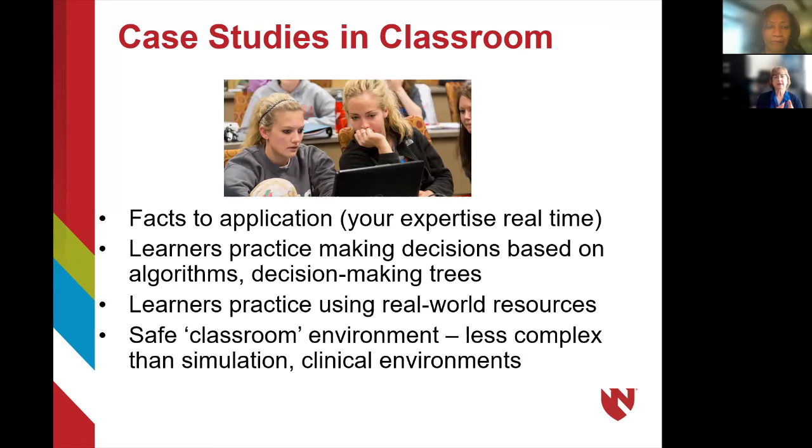And so if we can use the classroom to allow them to apply and think through an algorithm from a cognitive point of view, then they practice that before they get into that more complex environment where maybe they have to interact with the patient or they're having to work with a piece of equipment for the very first time.